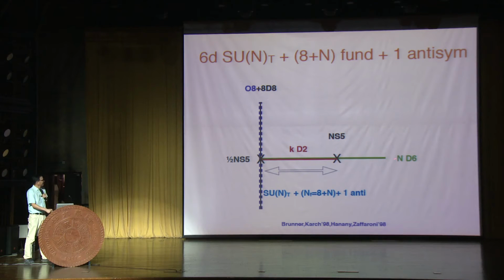Now, instead, one can approach the same problem somewhat differently by introducing half NS5 branes on OA plus OA branes. Now, in this case, an odd number of D6 branes can end on it, and this 6D theory can be written in tensor branch as an SUN 6D theory coupled to a tensor through the Green-Schwarz mechanism with a number of hypermultiplets. And also from this half NS5 brane, one has one anti-symmetric hypermultiplet.